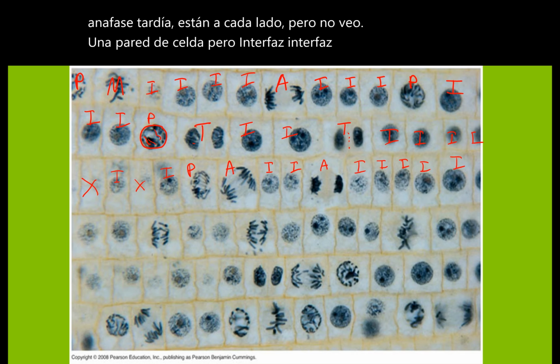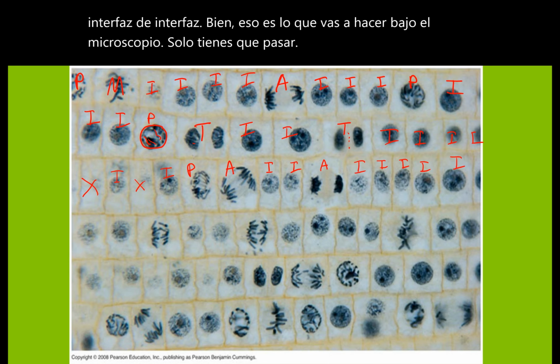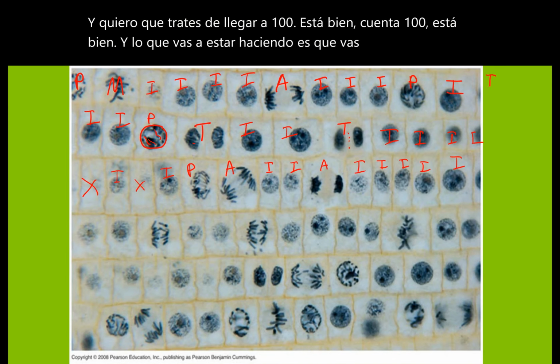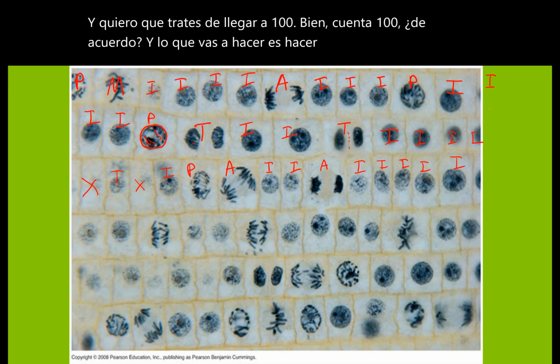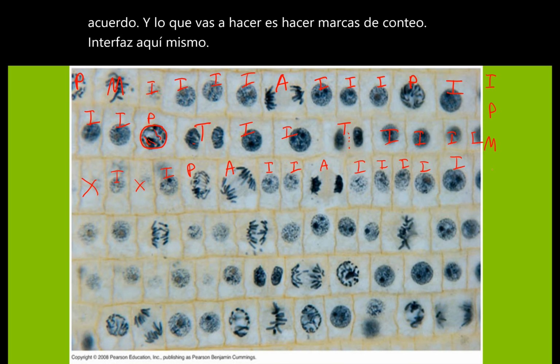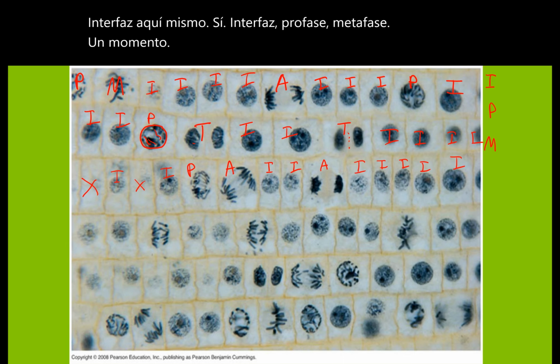Okay? So that's what you're going to do under the microscope. Just go through, and I want you to try to get 100. Okay? Count 100. And what you're going to be doing is making tally marks. Interphase, prophase, metaphase, anaphase, telophase. Okay.